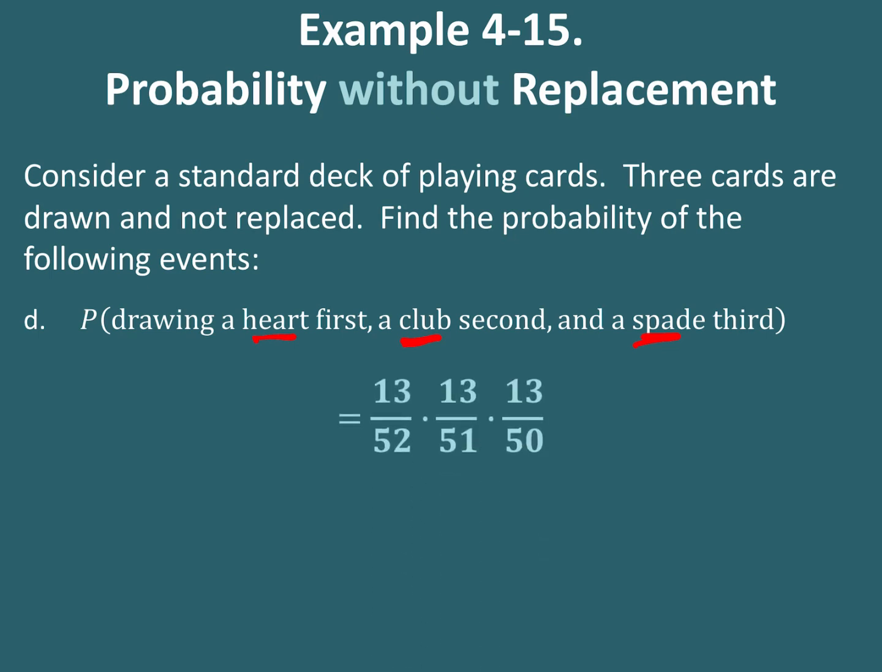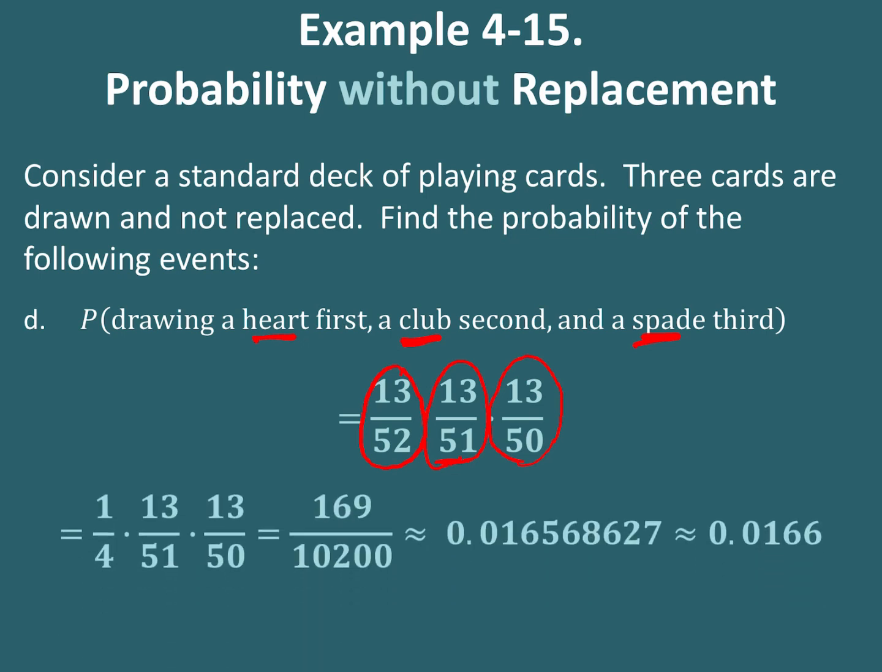So drawing a heart first will be 13 out of 52, just like the previous example. And now that I only have 51 cards, there's still 13 clubs in the deck. So the probability of drawing a club, given that a heart was already drawn, will be 13 out of 51. Then finally, there are now 50 cards in the deck, but still 13 spades. So the probability that a spade will be drawn, given that a heart and a club were already drawn, is 13 out of 50. Multiplying, simplifying, we end up with approximately 0.0166.